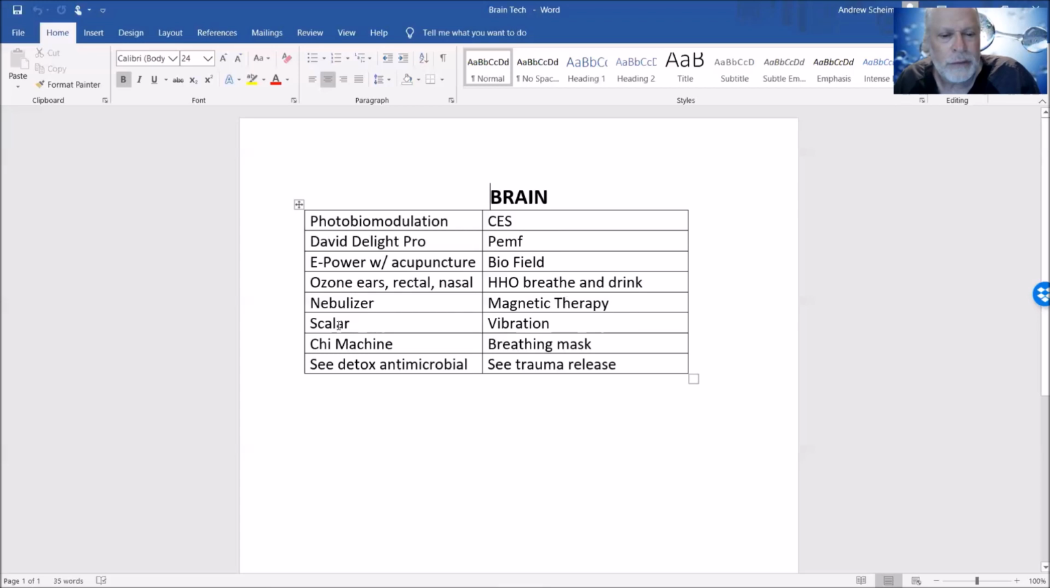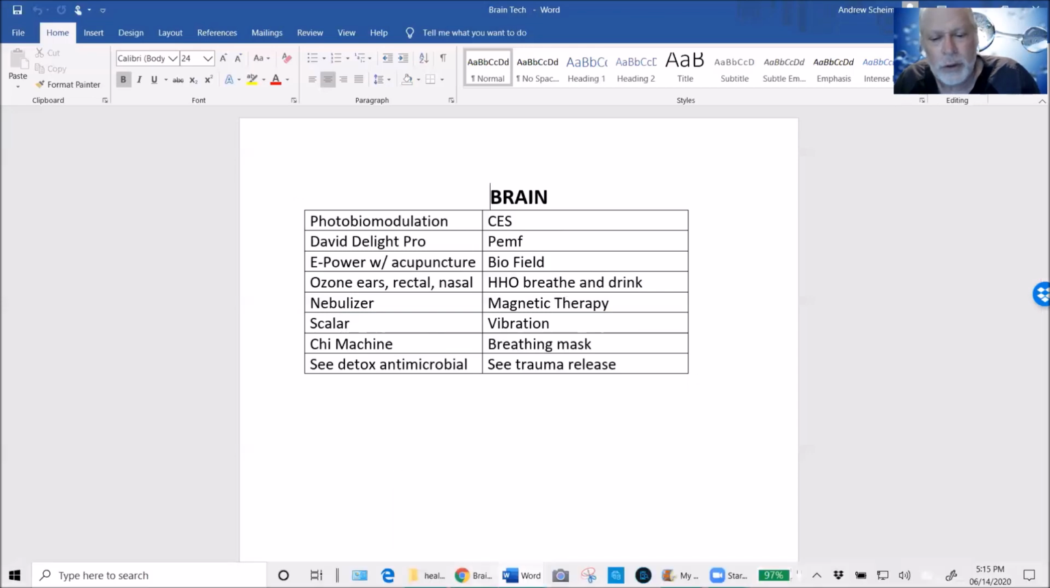Scalar, I'm evaluating this as what I would call a form of energy medicine. We have one other energy medicine I want to mention.